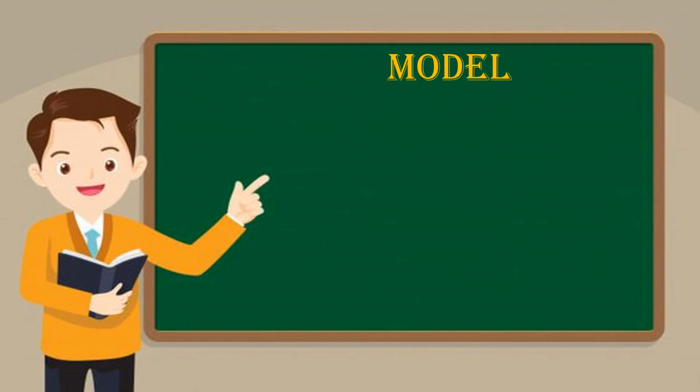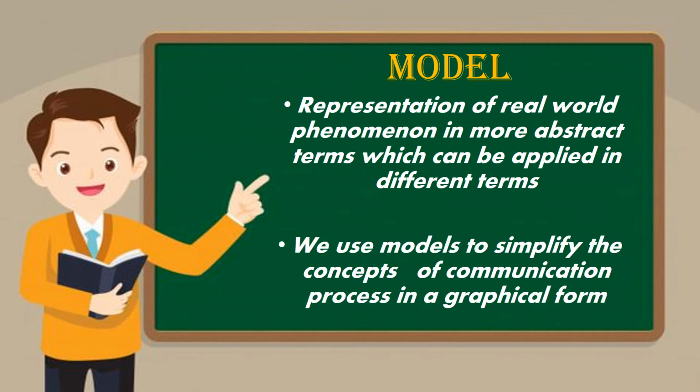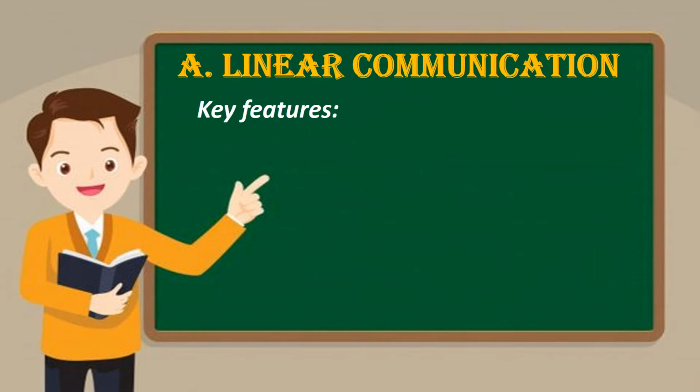So we have here the model, a representation of a real-world phenomenon in more abstract terms, which can be applied in different situations. We use models to simplify the concepts of the communication process in a graphical form. There are basic theories concerning the elements of communication and how they operate and interact. We have here the three models of communication. First of which is the linear communication.